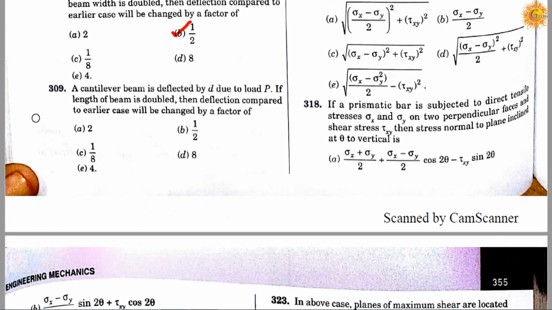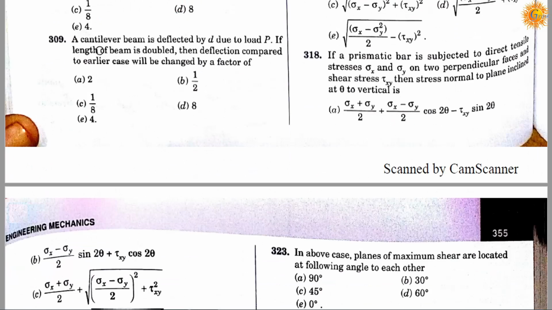Question number 309. A cantilever beam is deflected by D due to load P. If length of beam is doubled, then deflection compared to earlier case will be changed by a factor of: option A is 2, option B is half, option C is 1/8, option D is 8, and option E is 4. Correct answer is D, it will be 8.